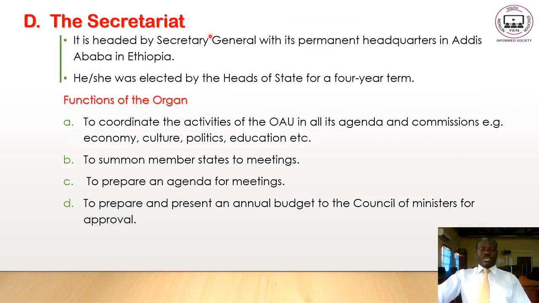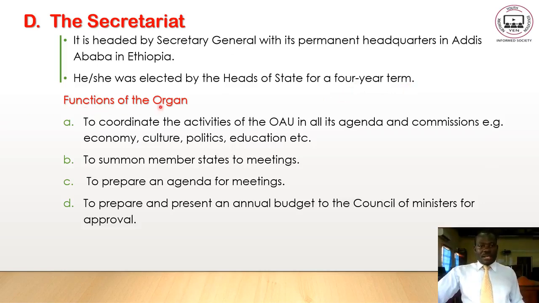The Secretariat was also another organ of the OAU. It is headed by the Secretary General with its permanent headquarters in Addis Ababa in Ethiopia. He or she, that is the Secretary General, was elected by heads of state for a 4-year term.